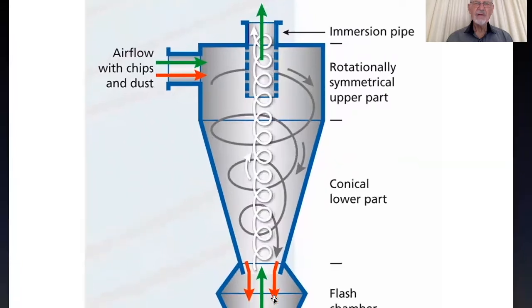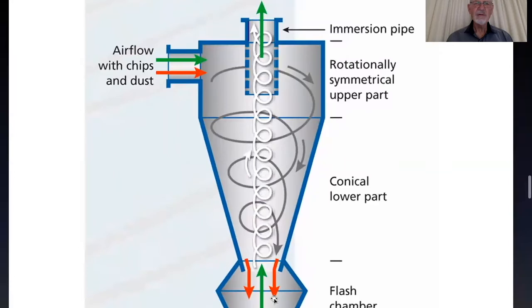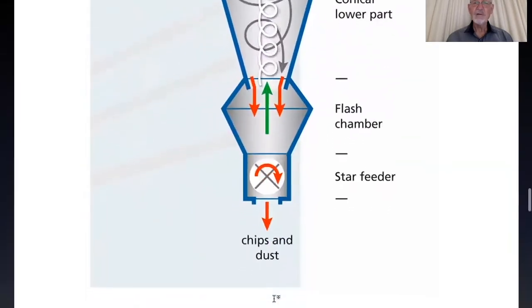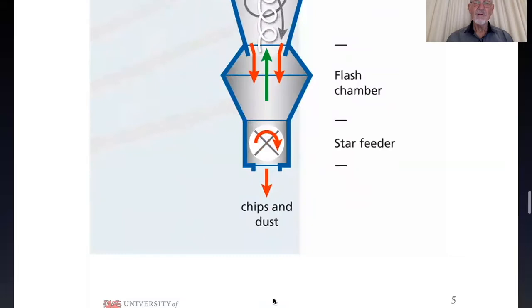You can make a very effective cyclone with a piece of cardboard and a vacuum cleaner. Actually works very well. I think Mr. Dyson with his vacuum cleaners has got this down to a fine art.